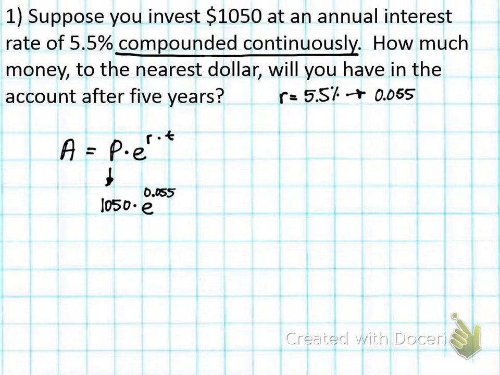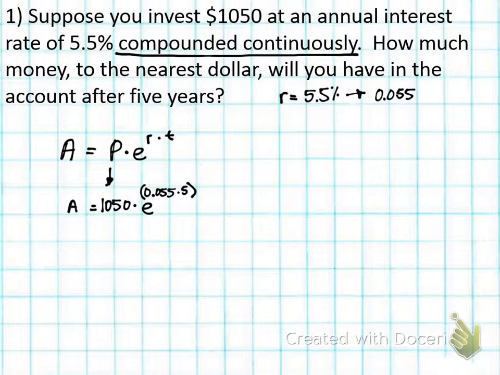Okay. And then time, what's my time? It says 5 years, so I'm going to multiply that. Okay. And then the thing we don't know is A, right? The final amount, because that's what it's asking. Okay. Because it says how much will you have at the end. So we don't know that, so that's our A. So now we're going to solve for A.